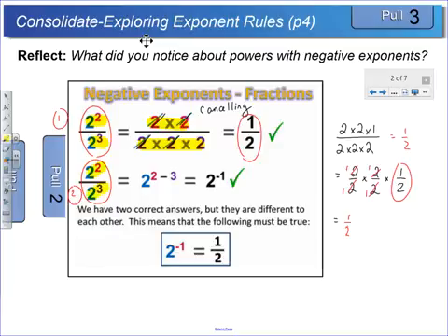In using a previously established exponent law, which is the division rule. And the division rule told us that we need to subtract the exponents on our powers. So that leaves us with 2 to the minus 1.